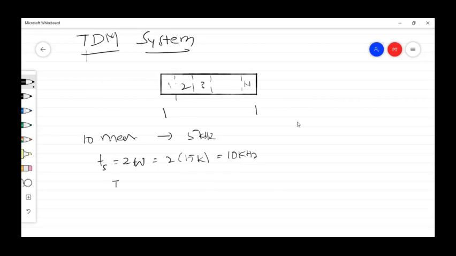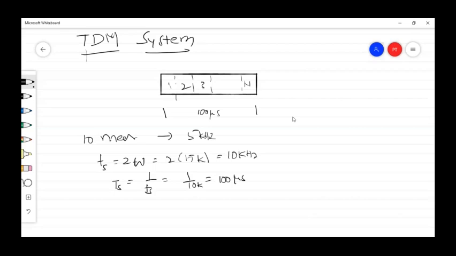Then what about the time, sampling time 1 by fs, that is 1 by 10 kilohertz, simply equal to how much? That means 100 microseconds. So now this 100 microseconds is a frame time. So we use this 100 microseconds as a frame time to transmit the samples from each and every one of the 10 message signals.